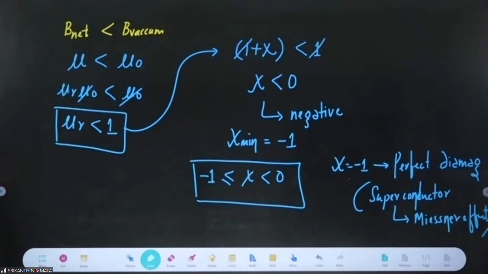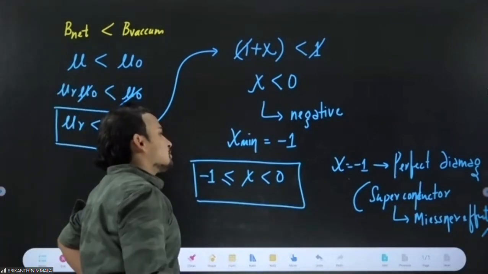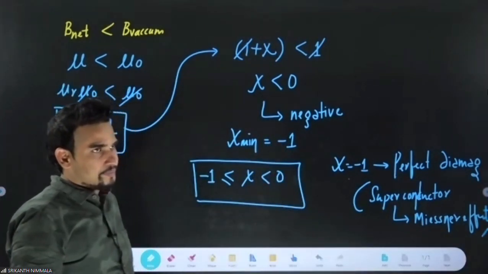So don't think xi is negative, so I will take minus 5, minus 10. No, there's a limit to that negative. You cannot go below minus 1. So the minimum value of xi is minus 1 for perfect diamagnetic materials. If someone says xi equal to minus 10, is it possible? No. The minimum is minus 1. You cannot go below it. And if xi becomes exactly minus 1, that is a perfect diamagnetic material.